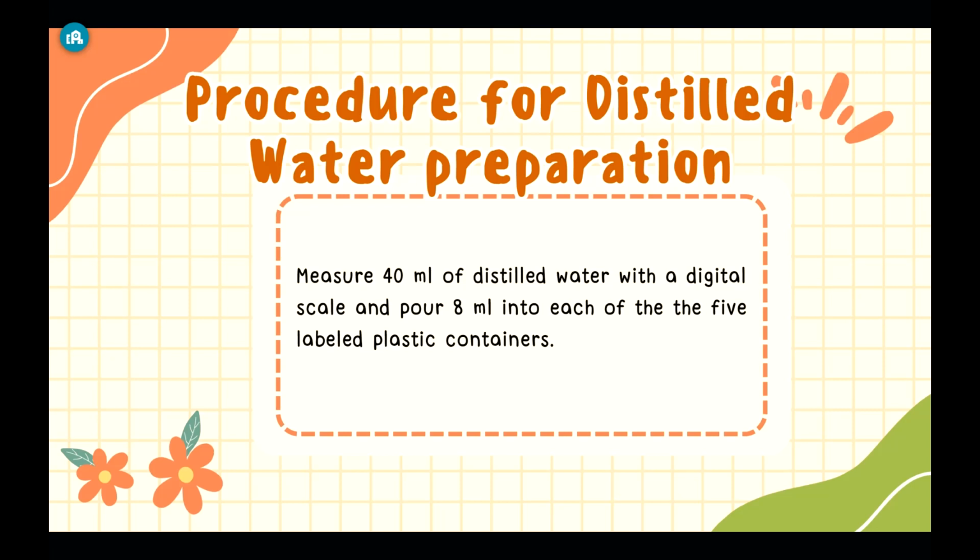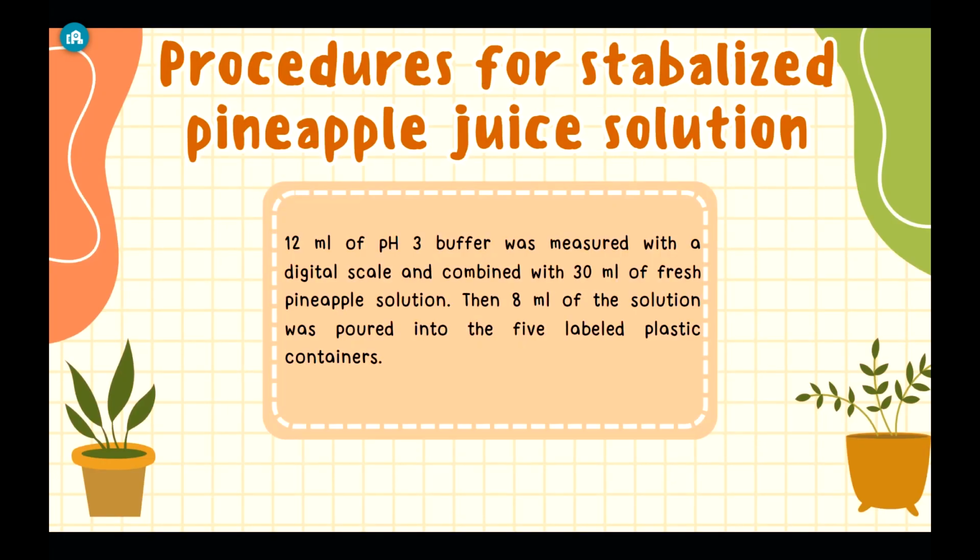To prepare the distilled water, measure 40 milliliters with a digital scale and pour 8 milliliters into each of the 5 labeled plastic containers. To prepare the stabilized pineapple juice, 12 milliliters of pH buffer was measured with a digital scale and combined with 30 milliliters of fresh pineapple solution.